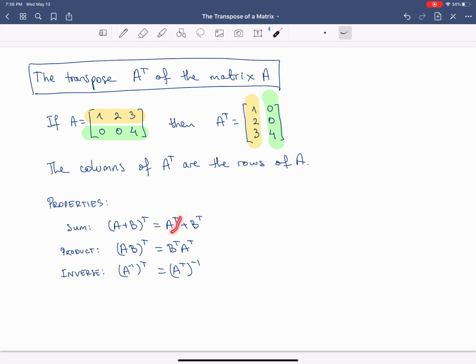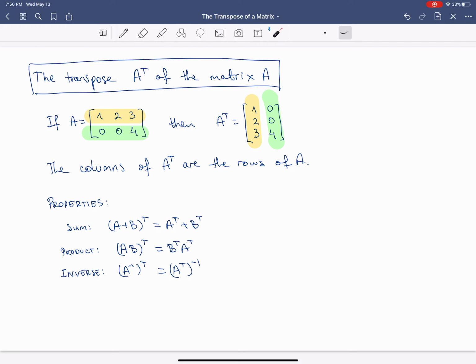Well, here, say the first row of A is going to be the first column of A transpose, the first row of B is going to be the first column of B transpose. So if you're adding the first two rows in A plus B, here you're adding the first two columns. So this is really very simple and very easy. The product, however, is not as trivial to see that this is really true.